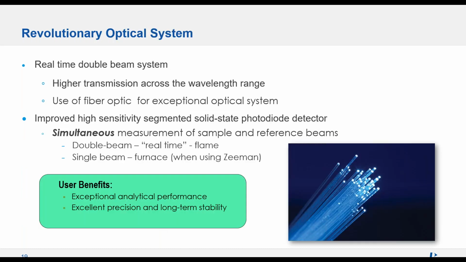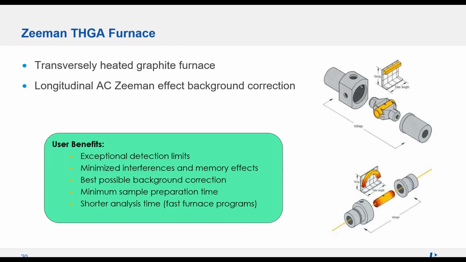The optical systems are both real-time double beam systems. They're using, as you see here, fiber optics to make them more compact and for improved high sensitivity and alignment in the system. We have a simultaneous measurement of sample and reference beams for correcting lamp modulation and fluctuations. And then it can be run in single beam mode when using a Zeeman for background correction. So the design provides exceptional analytical performance and long-term stability.